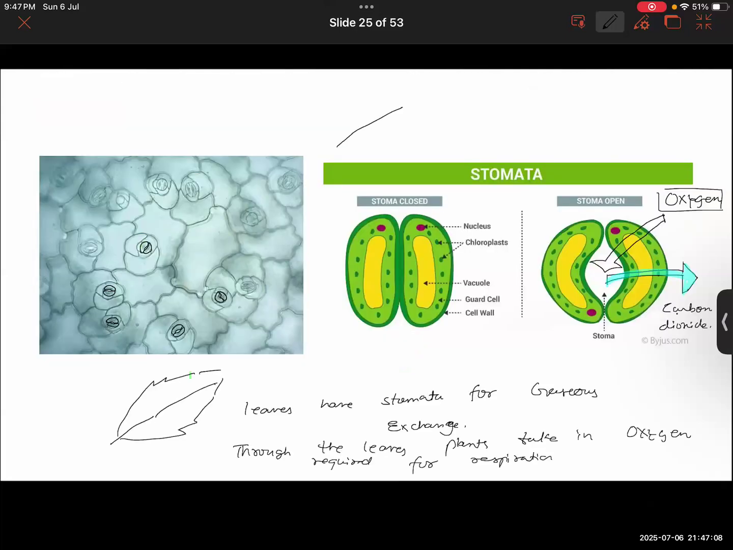Okay, see, moments ago I said that leaves have stomata for gas exchange. Through the leaves, plants will take in the oxygen required for carrying out respiration. And in the process of respiration, carbon dioxide gas is released. So the plants will get rid of the carbon dioxide through the stomata only.